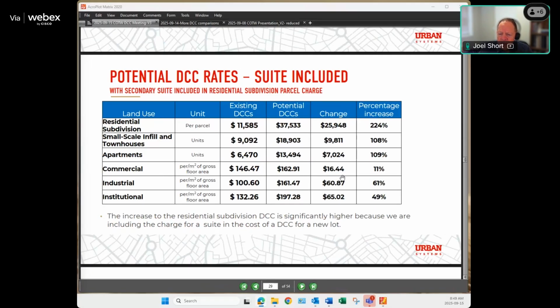Commercial is less of an increase, though still significant. We've got an 11% increase for commercial, 61% for industrial, and 49% for institutional. The reason the change there is a little less dramatic is that we took a look at what are called equivalency factors, basically how you're translating commercial into equivalent units, and made some updates and modernized them based on some additional information. So they don't go up quite as much.